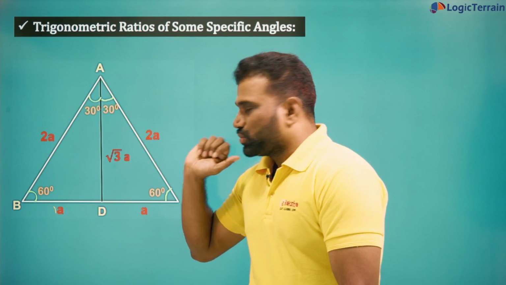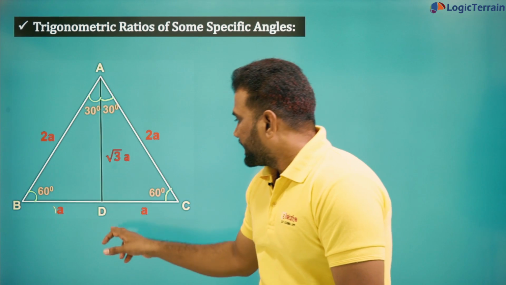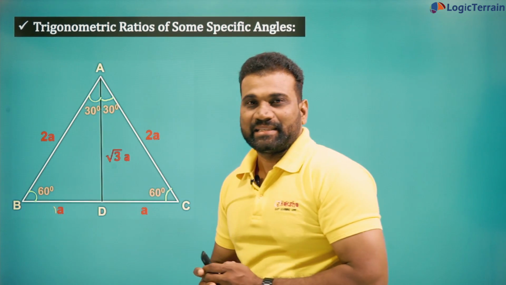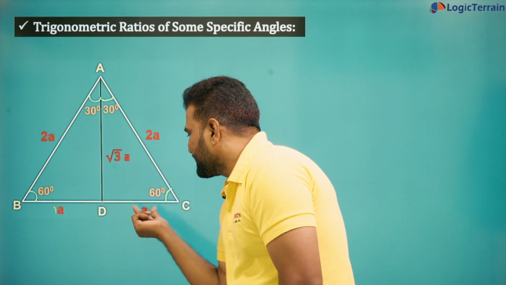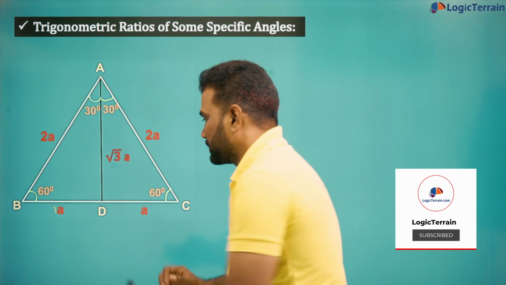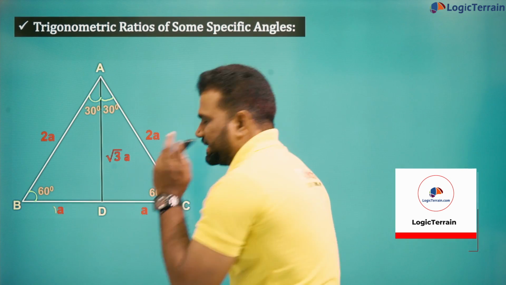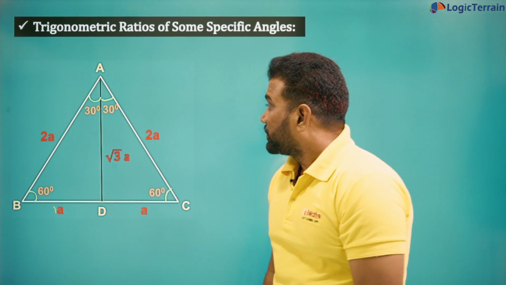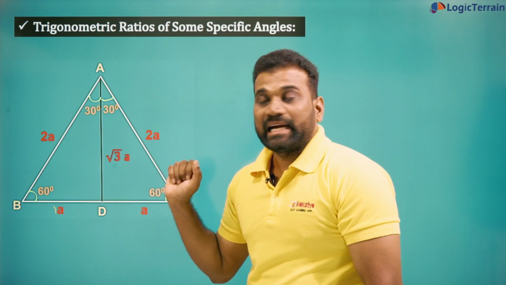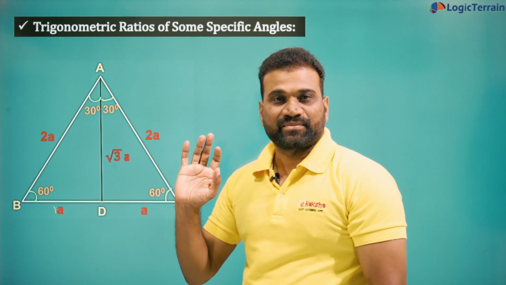Each side is 2a, and since AD is the perpendicular bisector, BD is equal to DC. Then this is a, this is a. Together we know this is 2a, so it is divided into two equal parts, a and a. Now here we have got two right angle triangles. One is ABD, another one is ACD.